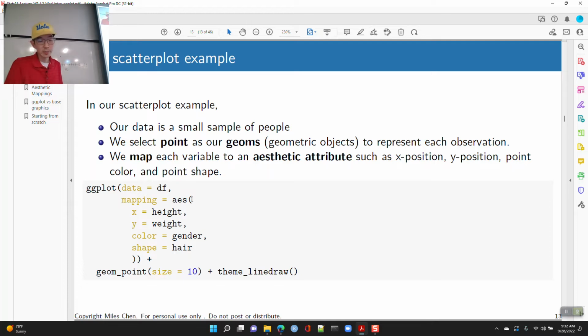So in the plot, and we're going to continue to work with this toy example, we have our geometric objects, our points, and we mapped 4 variables to different aesthetic attributes. And so as far as the point geometries, 4 of the aesthetic attributes are the X position, the Y position, the color of the dot, and the shape of the dot. And here I mapped the gender to the color and hair to the shape.